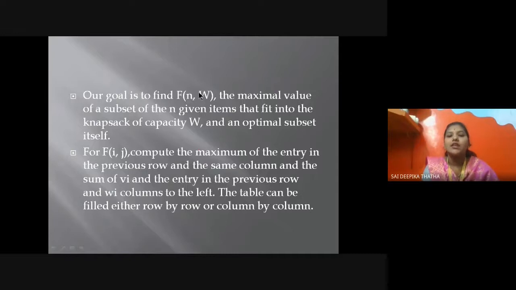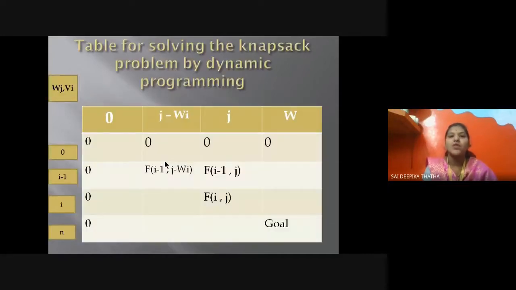Okay, and here they will give n items that will fit into the knapsack capacity. For i comma j, we will compute the maximum of the entry in the previous row and the same row. And the table will be filled either row by row or column by column. It's our wish. We can fill row by row or column by column. This is the basic table for solving the knapsack problem using dynamic programming.